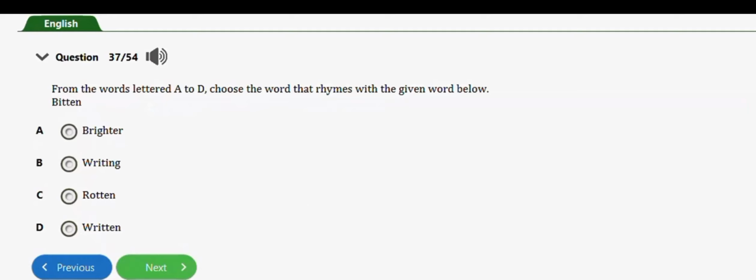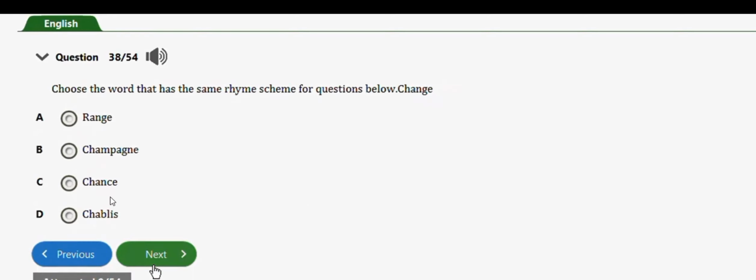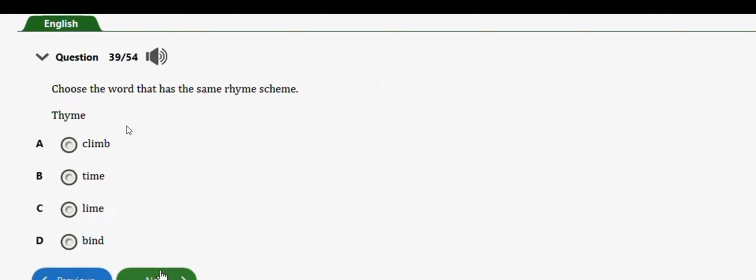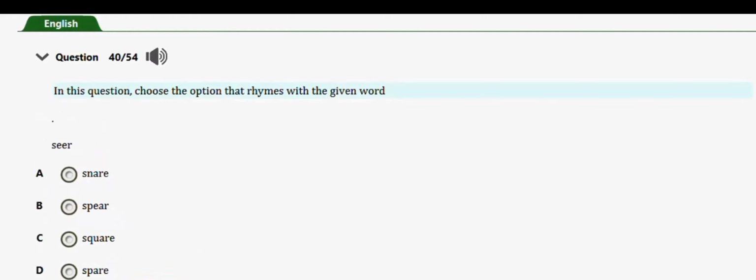Okay, next question. It says the one that has the same rhyme with change. We have range, champion, chance, charm, list. The right answer is option A, which is range. Next question. It says the one that has the same rhyme with time. So we have climb, time, line, bind. The right answer is option B, which is time. Next question. It says the one that has the same rhyme with seer. We have snare, spear, square, spare. The right answer is option B, which is spear.